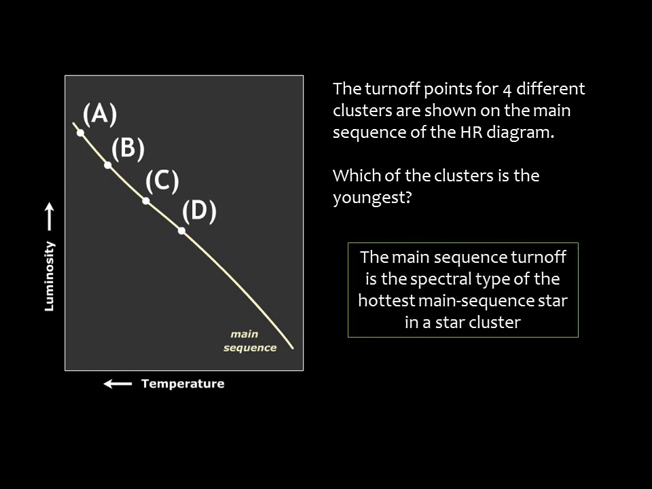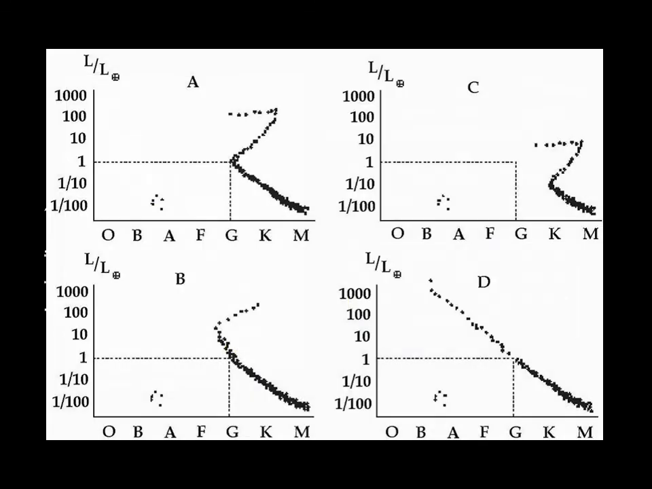Remember, the main sequence turnoff is the spectral type of the hottest main sequence star in a star cluster, and the main sequence turnoff tells us the cluster's age. So let's look for a moment at some examples. I'm showing 4 different star clusters here. The main sequence turnoff point for each is here, here, here, and here.